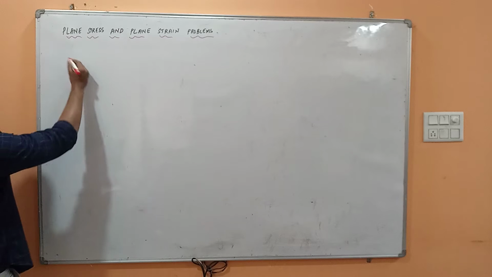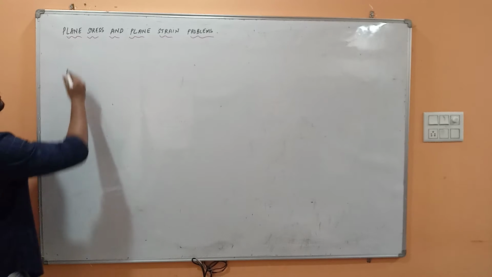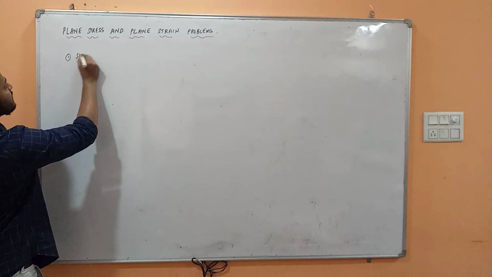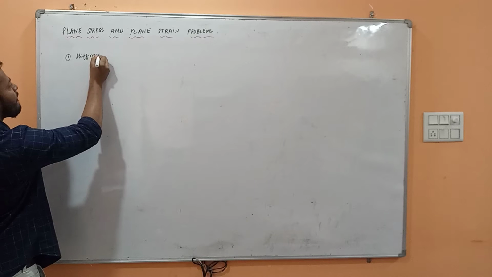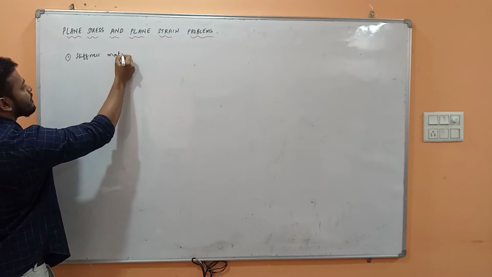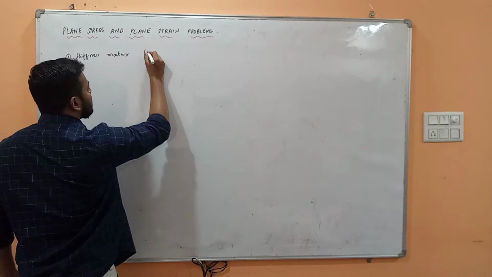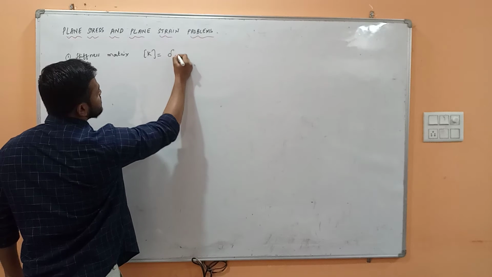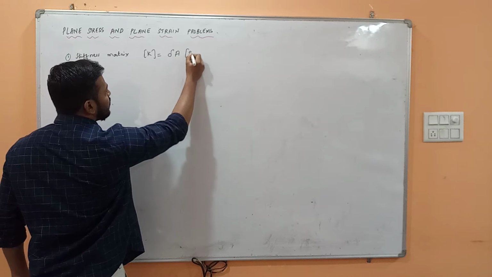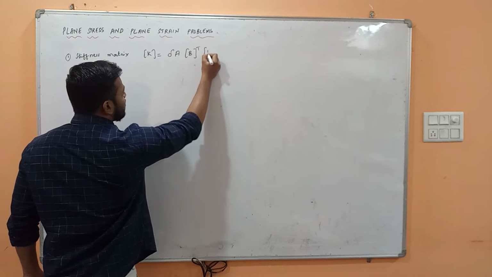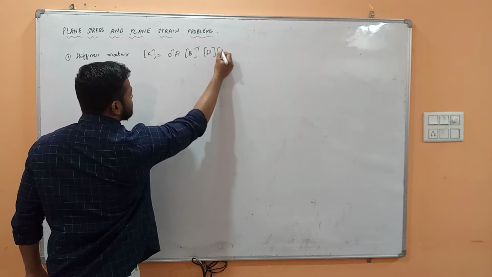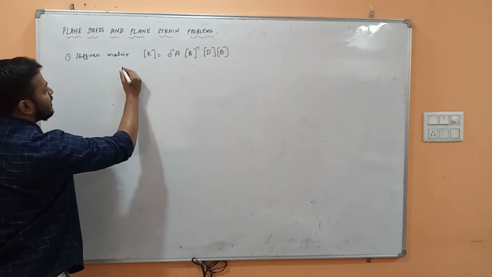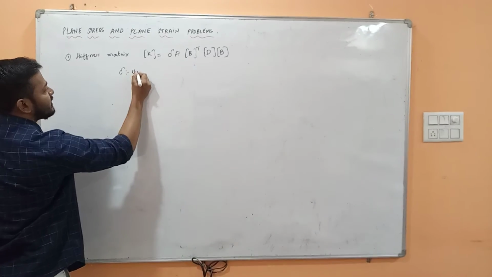Okay, so the first formula is the stiffness matrix formula. The stiffness matrix K can be found by using the formula K = delta A B transpose D B, where delta is called thickness, which will be given in the question.